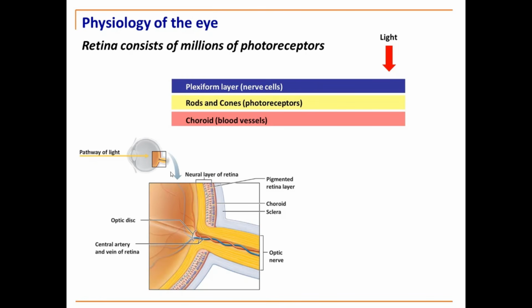So we'll just do a little bit on the physiology of the eye, and then we'll go back to structure again before we do a bit more physiology. Now, the retina consists of millions and millions of photoreceptors. And so when the light is coming in, here's the pathway of your eye.